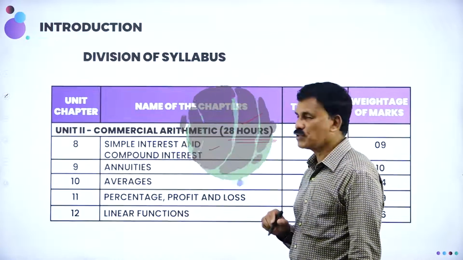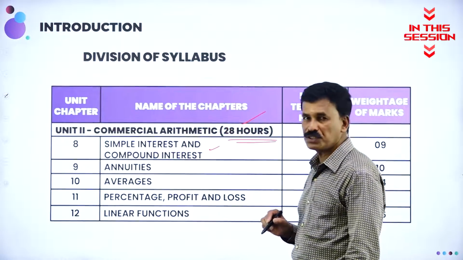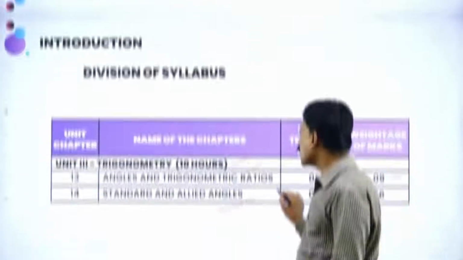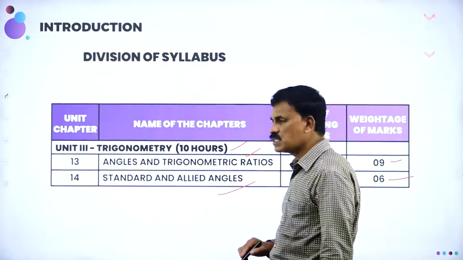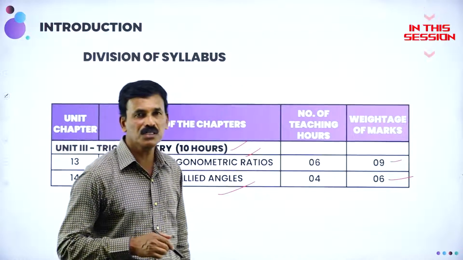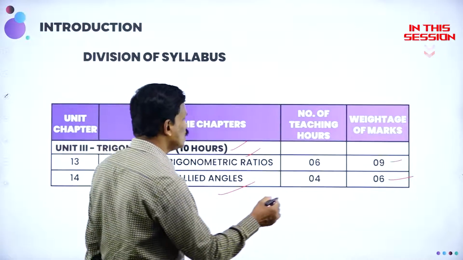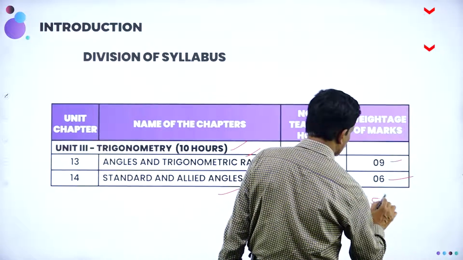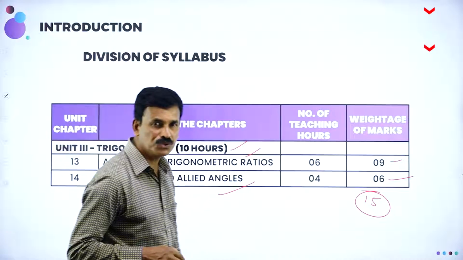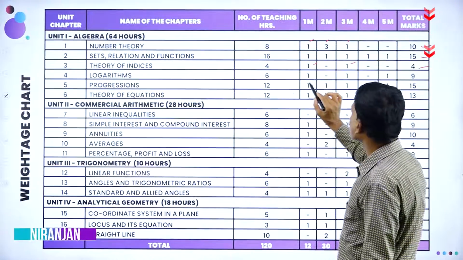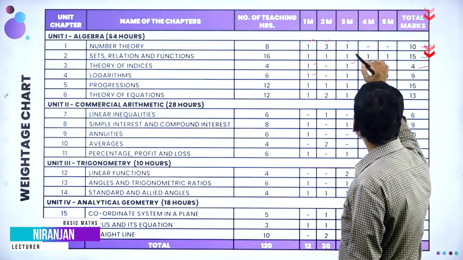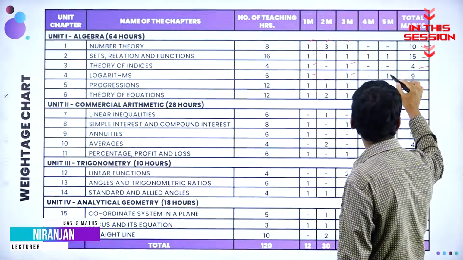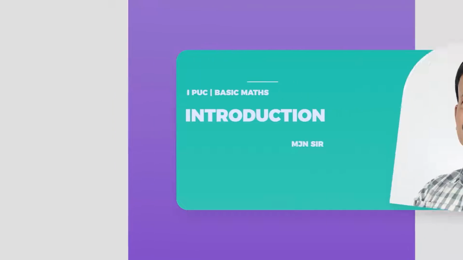The first chapter we are going to study is simple interest and compound interest. You might have studied it in your arithmetic. Standard angles and allied angles, for this it will be 6 marks. So totally for trigonometry we will have only 15 marks, 15 marks from the trigonometry part, that is from unit 3. In logarithms, 1 mark 1 question, 3 marks 1 question and 5 marks 1 question, totally 9 marks.